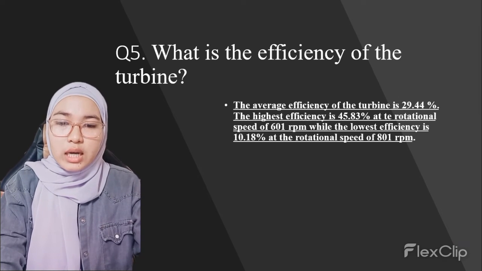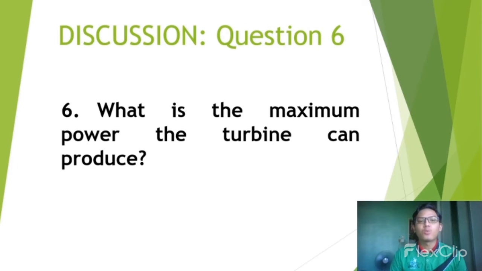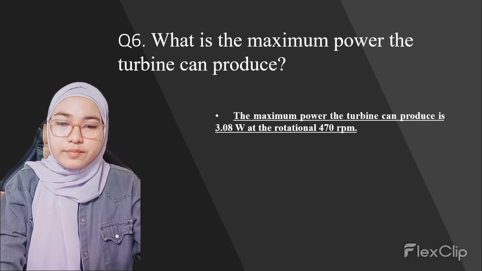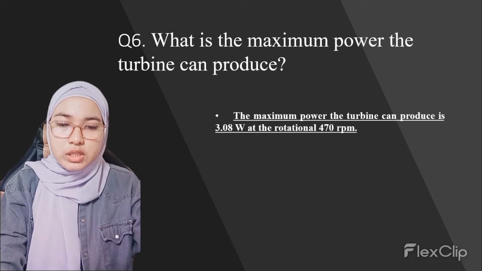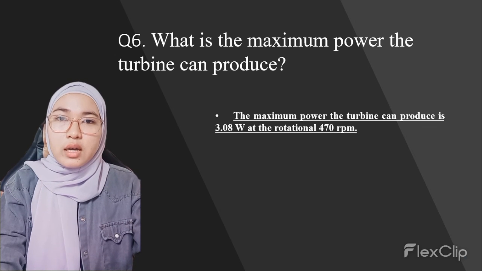For question 6, what is the maximum power the turbine can produce? The maximum power the turbine can produce is 3.08 watts at the rotational speed of 407 rpm.